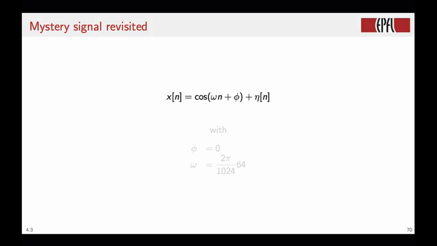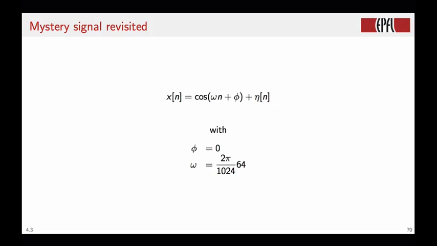So from this simple visual inspection, we can already write our signal as such. There will be a cosine component, and we will have to determine both the frequency and the initial phase of this cosine. And there will be another part that we can probably call a noise component, in the sense that it doesn't have any structure.